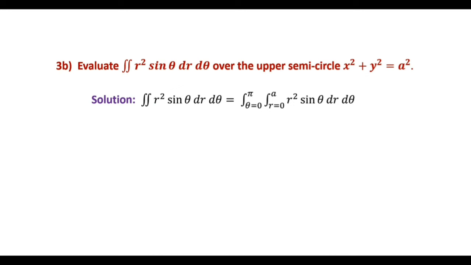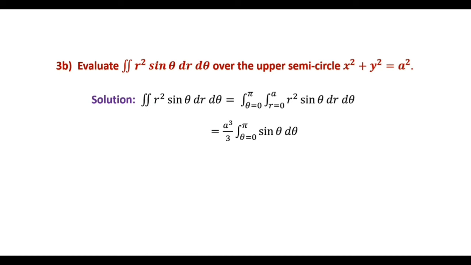The reason is the upper semicircle. R varies from 0 to a. The upper semicircle lies in the first and second quadrants of the xy plane. Therefore, the limits of theta are from 0 to pi. All limits are constants. R square integration with respect to r gives r power 3 by 3. Consider the limits between 0 and a.